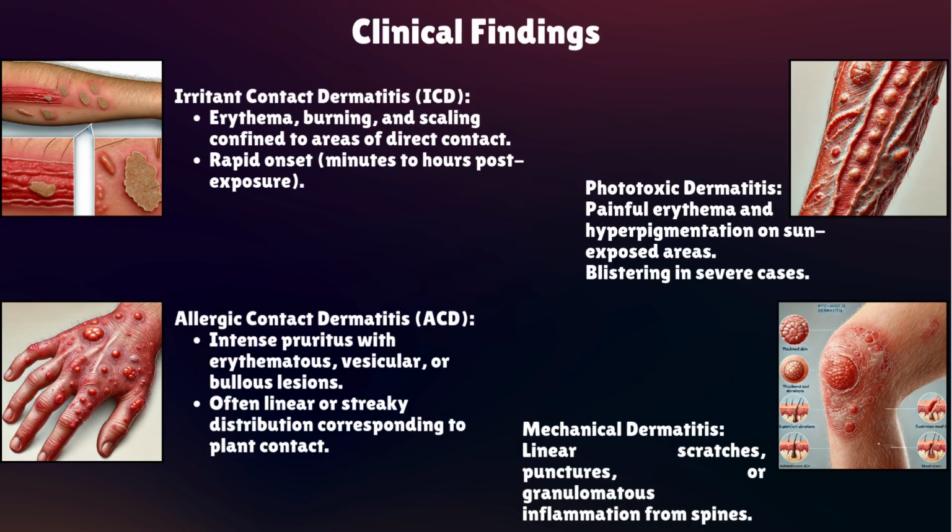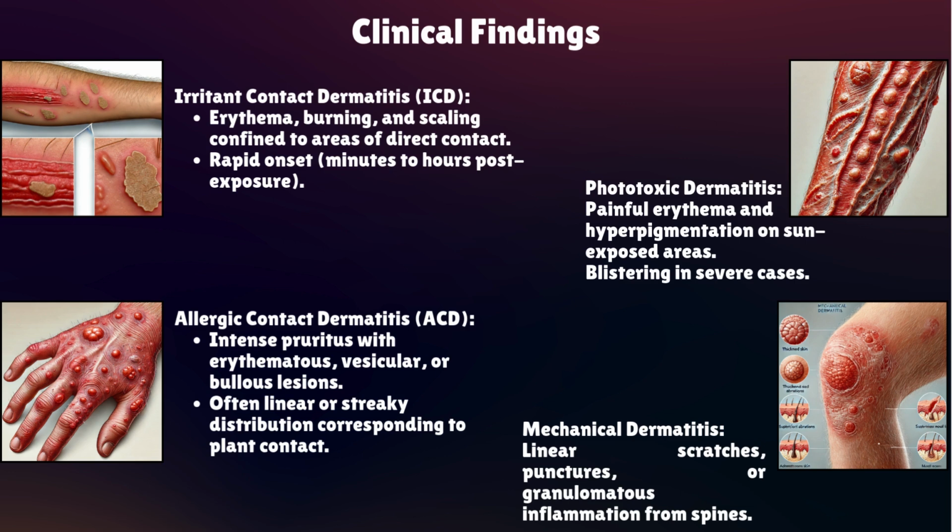Clinical presentations. ICD rapidly develops after exposure, presenting with erythema, burning, and scaling at the contact site. ACD: intensely itchy, erythematous vesicles often form streaky, linear patterns. Phototoxic dermatitis: painful erythema and blistering occur on sun-exposed areas, often leading to hyperpigmentation. Mechanical dermatitis: scratches, punctures, or granulomatous reactions from plant spines.